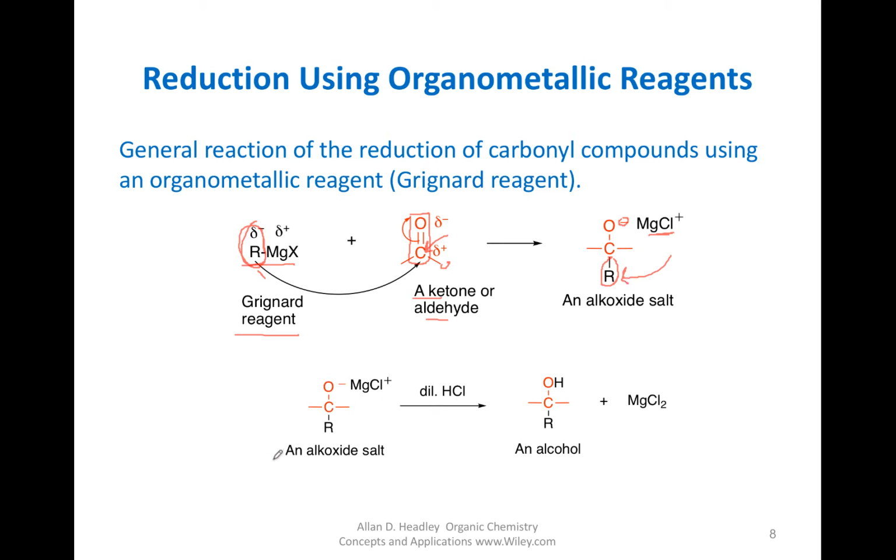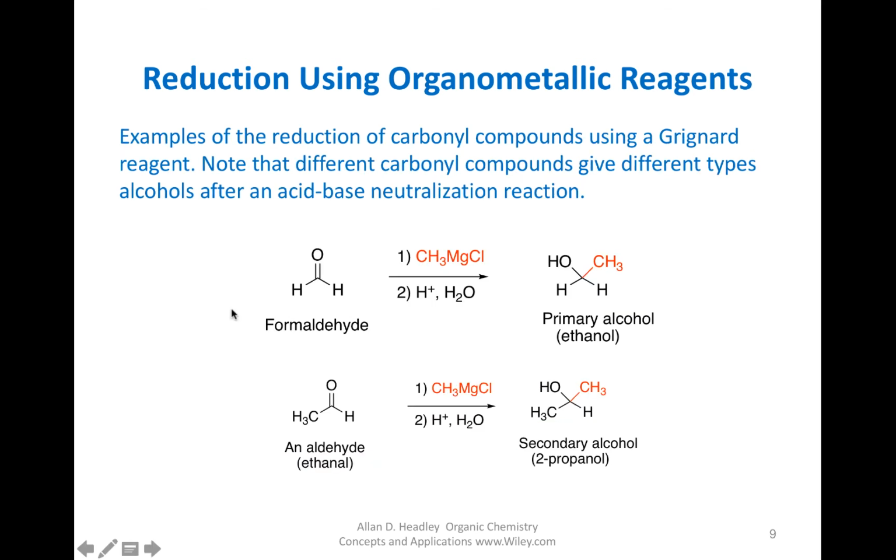In a second step, this salt can react with an acid. As you can see here, it's basic because of that O negative. So if it reacts with an acid, we put on a proton here to form an alcohol. Again, an alcohol, but the difference here is that this alcohol has an R group instead of an H if you use a Grignard reagent or an organometallic reagent. Let us look at some examples.